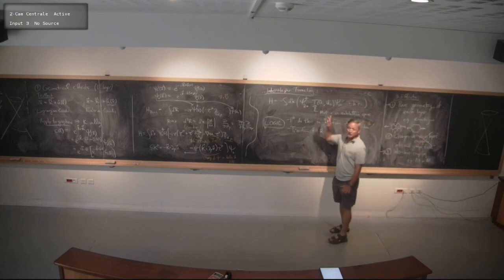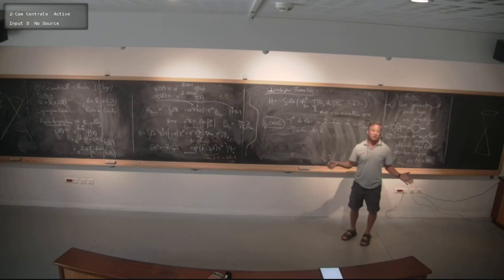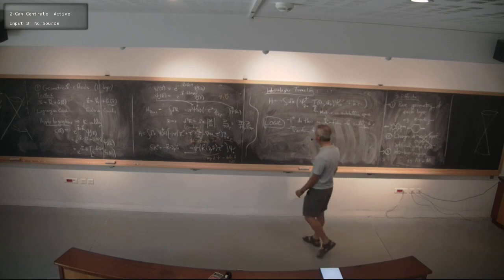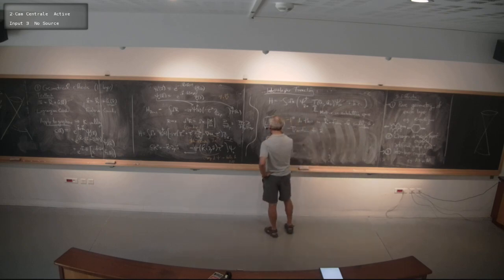Now what do we know about this tunneling matrix? Well, it's very strongly constrained by symmetry. In fact, it's almost completely constrained by symmetry. So first of all, let me just tell you what the symmetry constraints are.